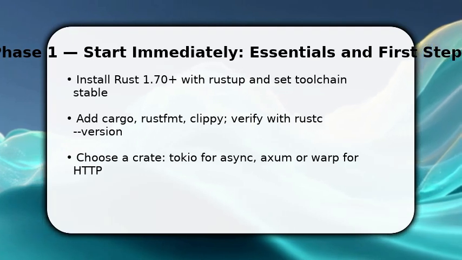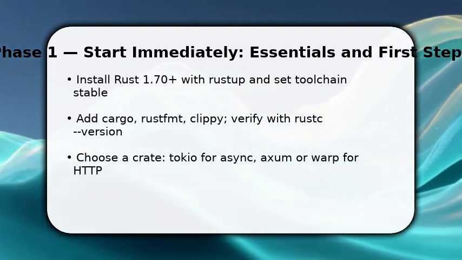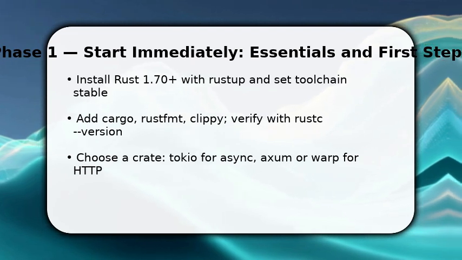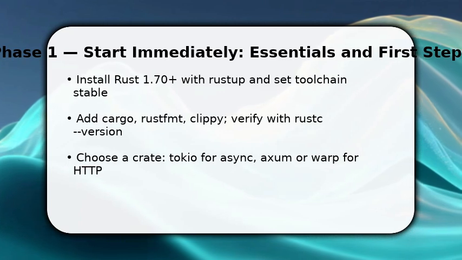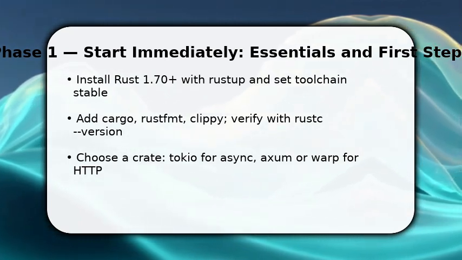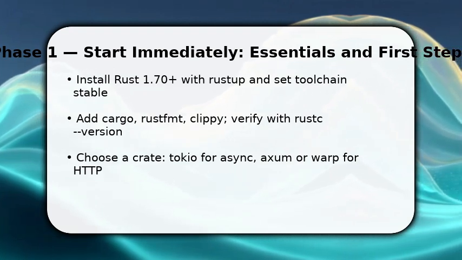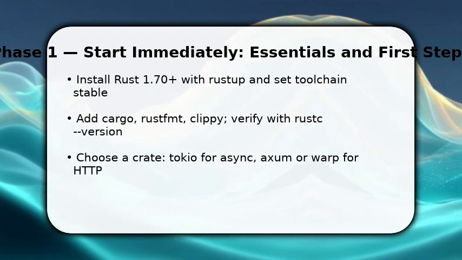You start by preparing the environment and tools so the build is repeatable and fast. Install Rust via Rustup, pick the stable toolchain, and add cargo utilities, Rustfmt and Clippy for quality. Once done, select key crates, Tokio for async runtime and Axum or Warp for HTTP endpoints. This gets you running code and avoids wasted refactors.